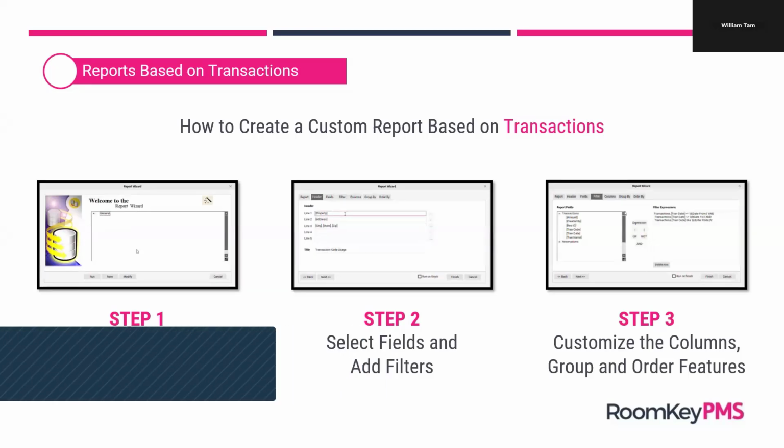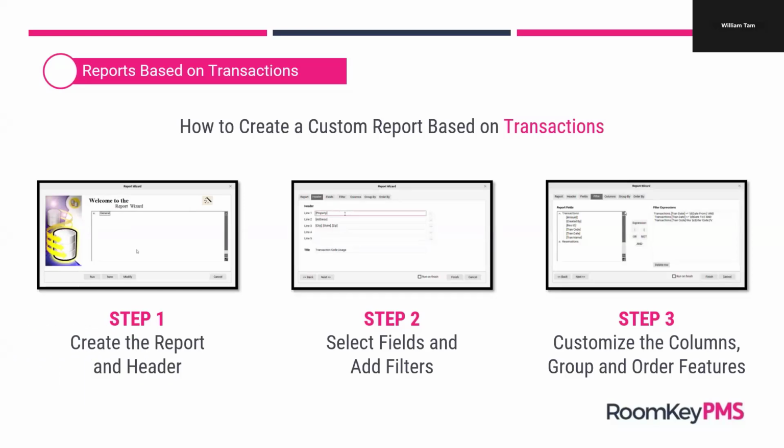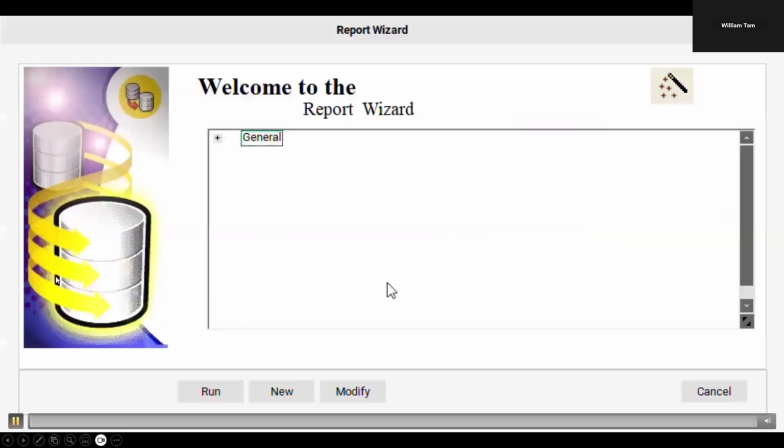We're going to be able to look at a date range and see how many times a transaction code was used within that date range. So step number one is to create the report and header information.